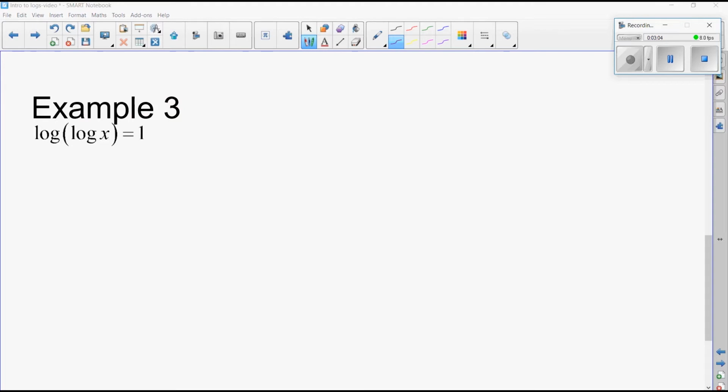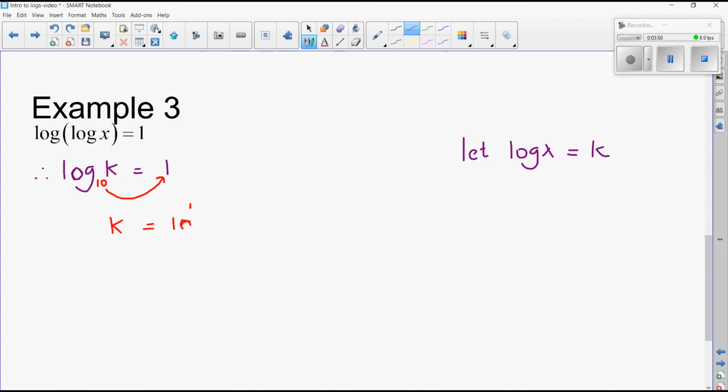Now we come to quite a complicated question. It says here that the log of log x must equal 1. When I see log x, I know that the base is 10 because this is a common log. I'm going to use a method called k substitution, and I'm going to let log of x equal k. So I rewrite this as log of k must equal 1. This is the common log, and I know that the base implied here is base 10. If I write it in exponential form, I see that k equals 10 to the 1, which is 10.